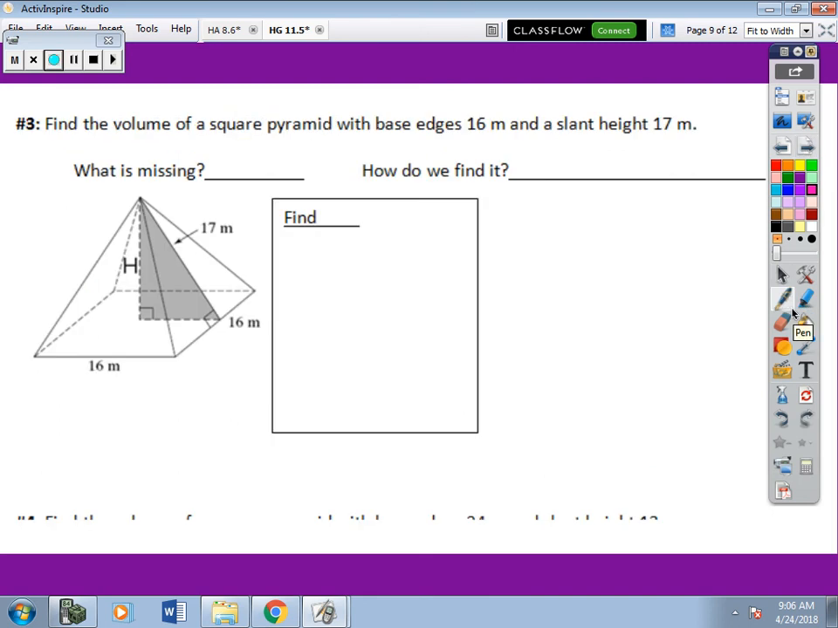This one asks us to find the volume of a square pyramid with a base edge of 16 and a slant height of 17. So our formula is 1/3 big B times big H. So what are we missing from the given? What don't we know based on what they told us? The height. How do we find it? What can we use to find it? The Pythagorean theorem.